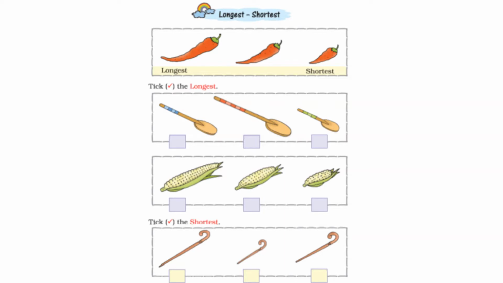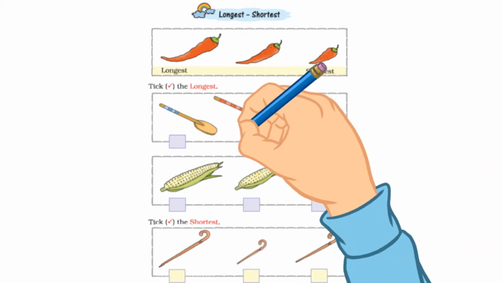Or. Three oars are there. So which is longest oar? We are using longest. EST we are using here. When you are using EST, you are comparing more than two things at a time. So we are comparing three oars at a time. So which is longest among these three? सबसे लंबी ओर कौन सी है? The middle one, right? Okay, tick there.